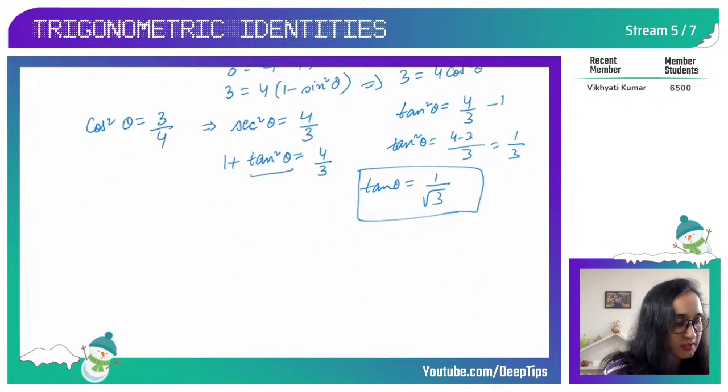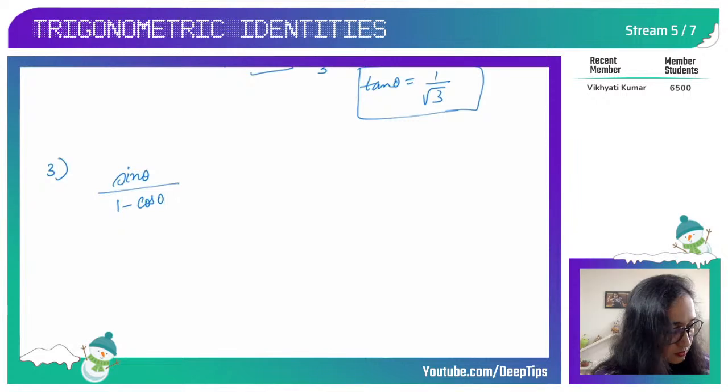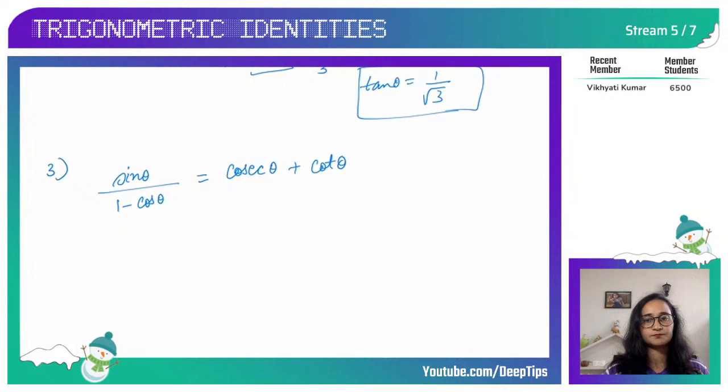Now the third question that we are going to solve is different from the first two. Sine theta upon 1 minus cos theta equals cosecant theta plus cot theta. The question says sine theta upon 1 minus cos theta is equal to cosecant theta plus cot theta.